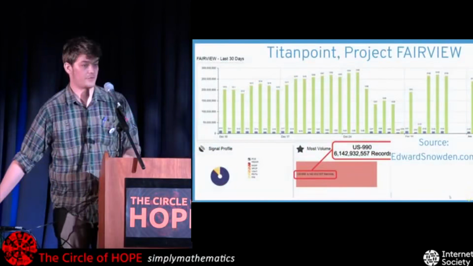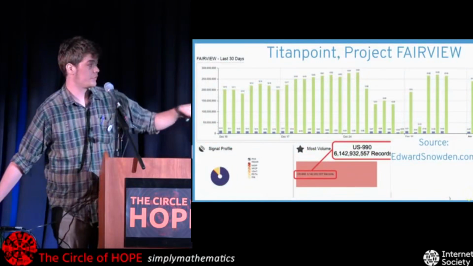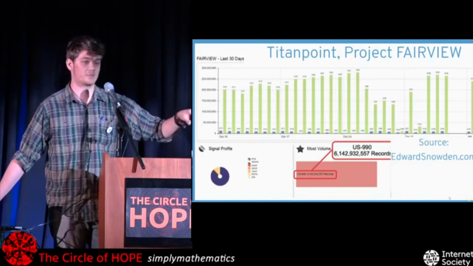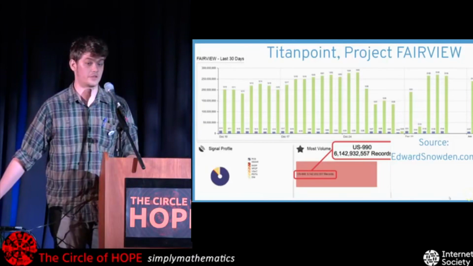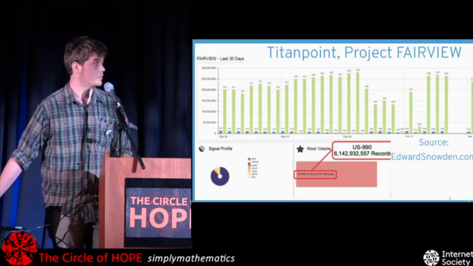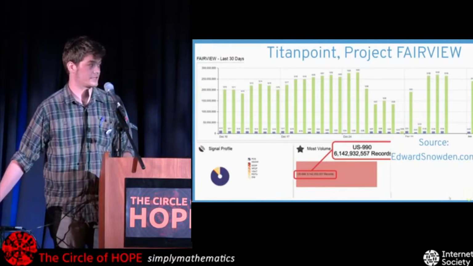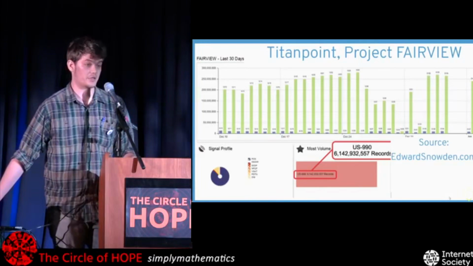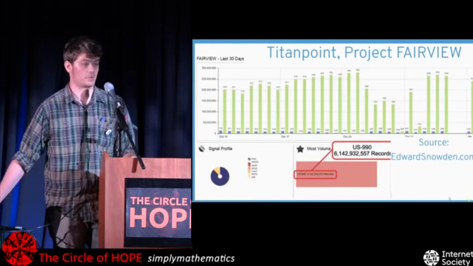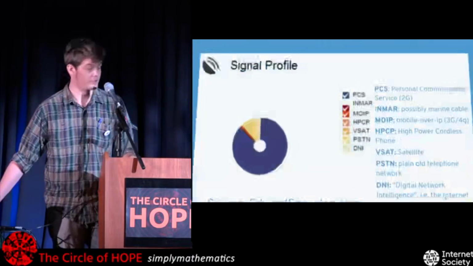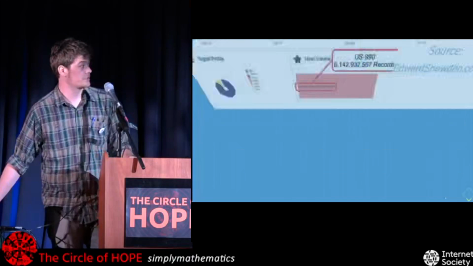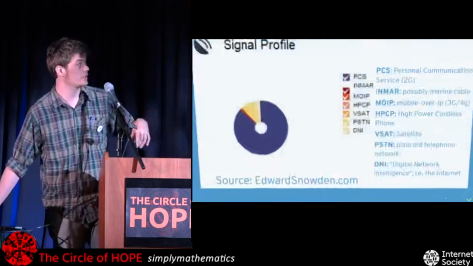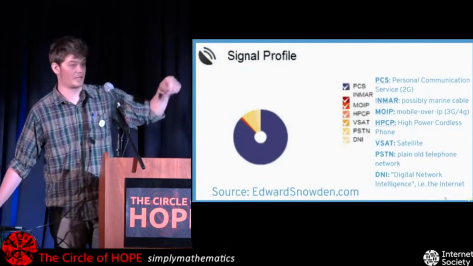Here's a slide from the Snowden leaks that shows that over 30 days in, I think, 2012, they collected 6 billion records at this location. When they say records, they mean instances of communication or metadata between two people they want to target, or even just one. If we zoom in on this last slide, you can see the types of data they're collecting and how they're doing it.